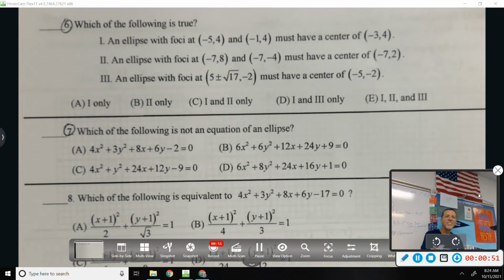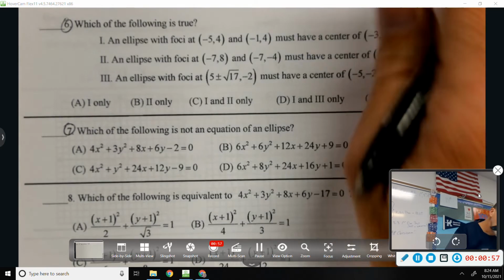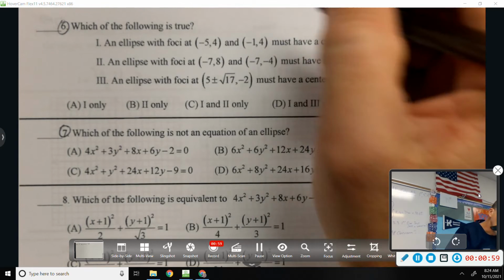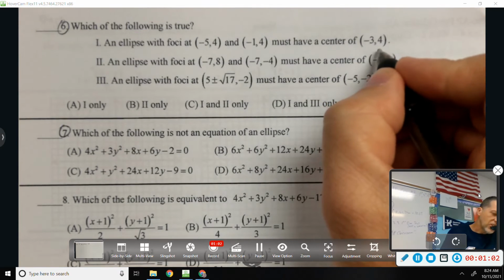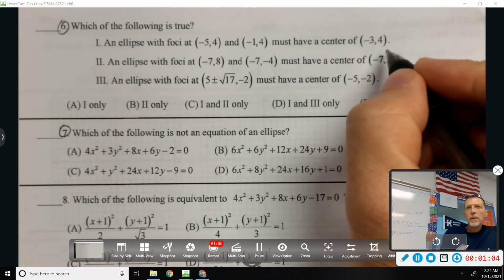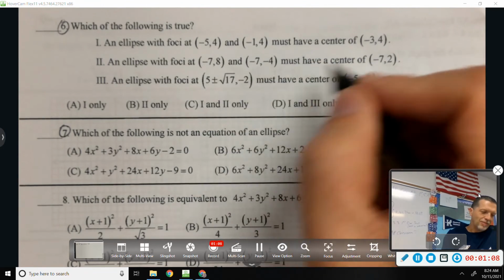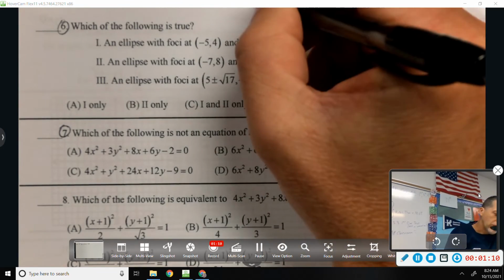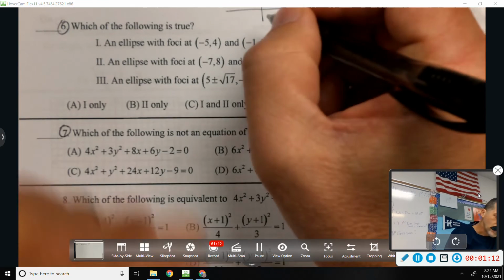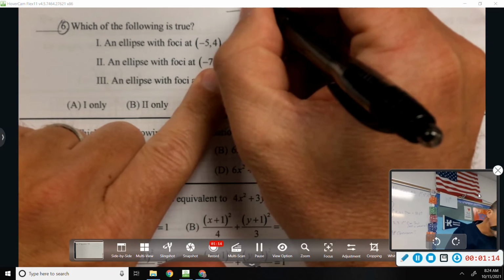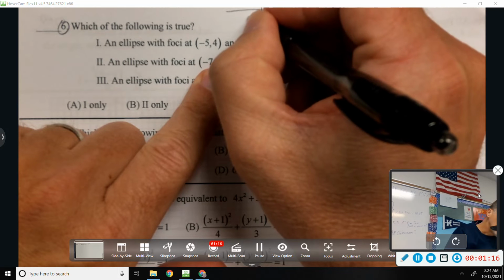Anyway, number 6. Which of the following is true? An ellipse with foci at -5, 4 and -1, 4 must have a center at -3, 4. This, to me, I have to draw a picture of this. I can't do this problem without drawing a picture. At least the first one, anyway. So -5, 4, -1, 4.